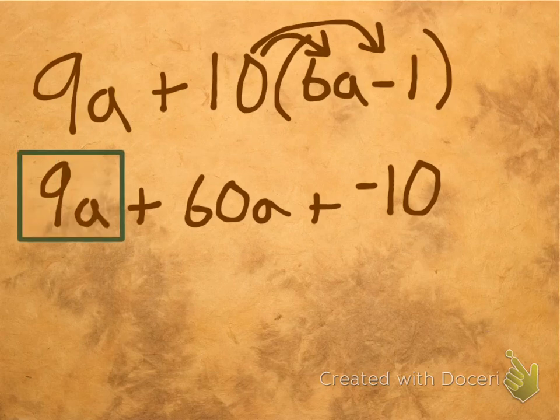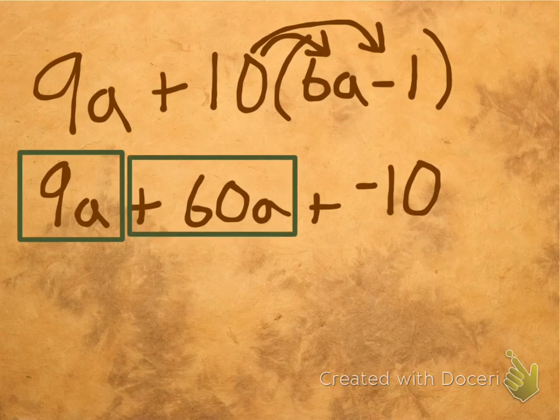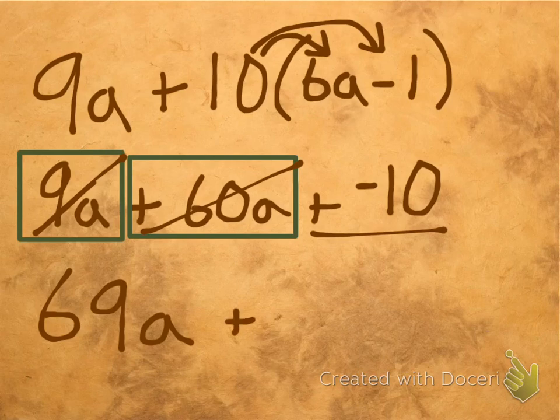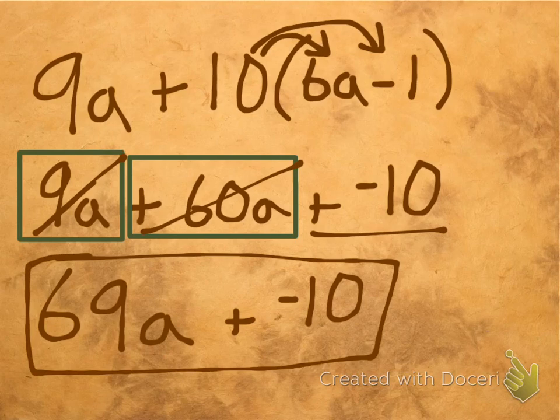Now we're back to where we were at the beginning. Combine like terms. We've got 9a and we have a positive 60a. What happens when I bring those together? 69a. And then we have nothing else to go with this, so it's just plus a negative 10. And we're done. So it's the same thing we've done. The only thing that was different was that we had to add that distribution there.